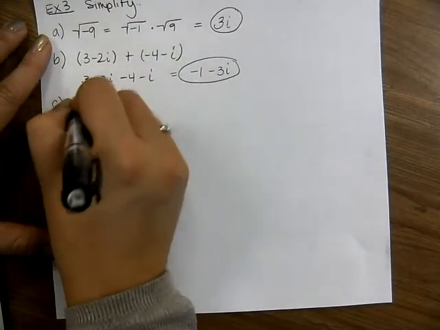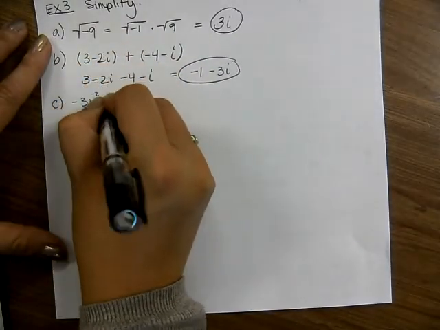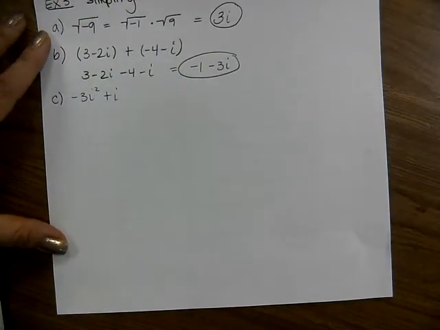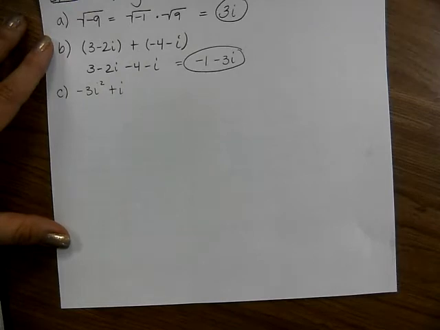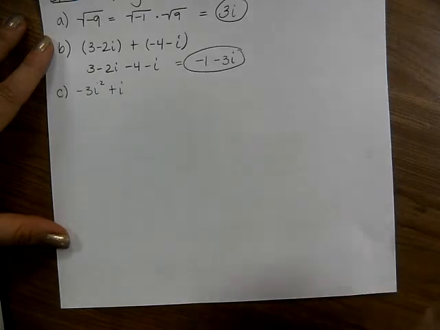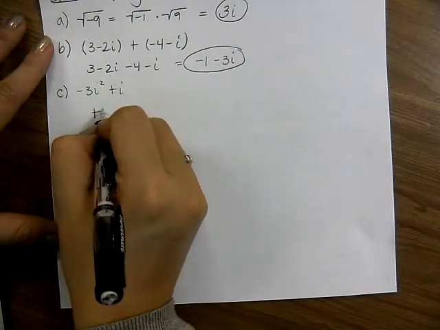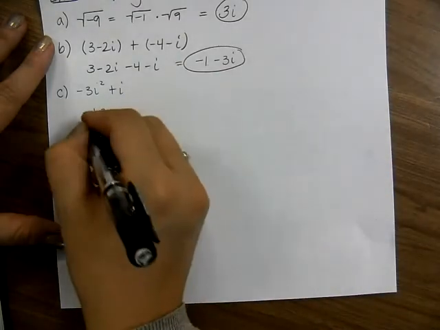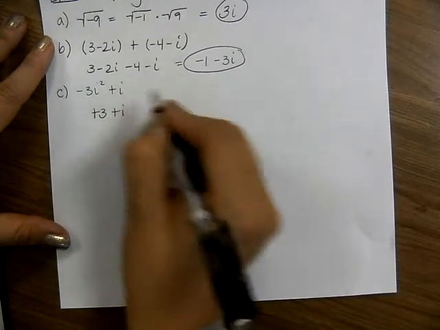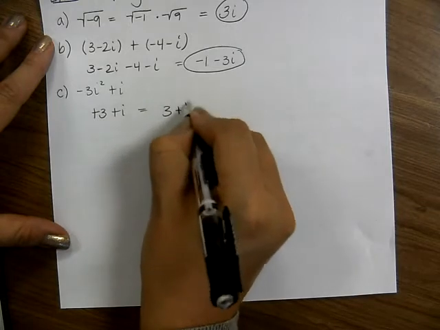How about this one? Negative 3i squared plus i. What is i squared equal to? Negative 1. Every single time you see an i squared, it's negative 1. So this really means positive 3, doesn't it? Right? Which I don't know why I wrote that positive, but I did, so I got to rewrite it. So this is equal to 3 plus i.